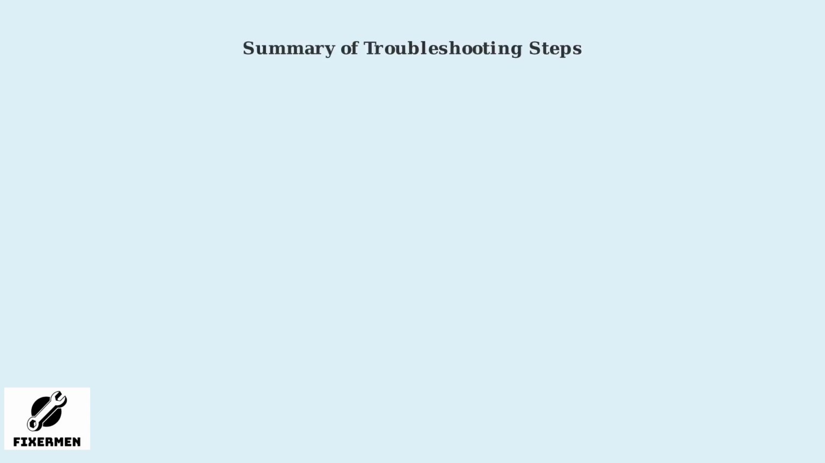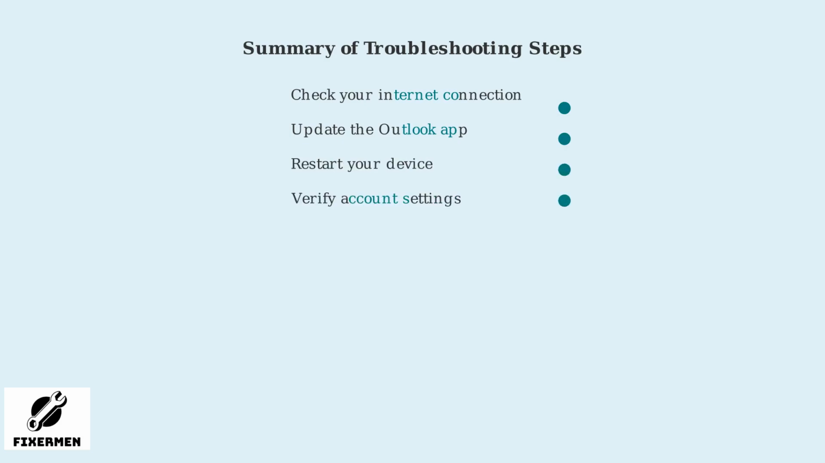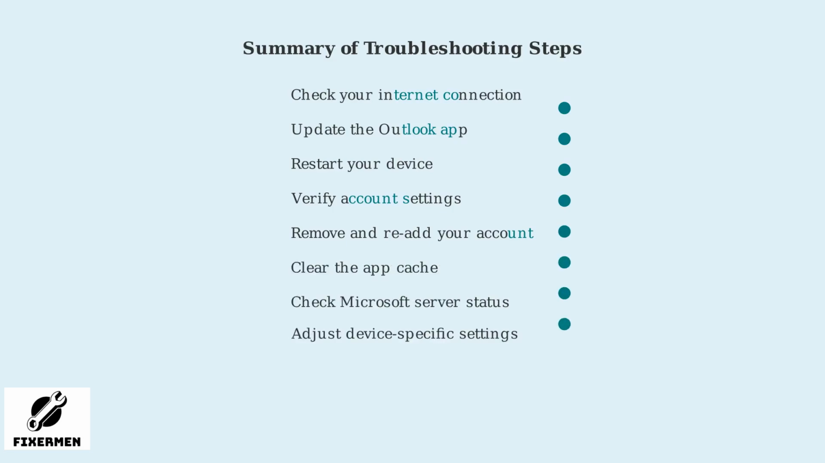To recap the troubleshooting steps for Outlook sync errors, we've covered checking your internet connection, updating the Outlook app, restarting your device, verifying account settings, removing and re-adding your account, clearing the app cache, checking Microsoft server status, adjusting device-specific settings like battery optimization and background refresh, addressing authentication issues, and considering VPN interference. By following these steps in order, you should be able to resolve most sync errors on your iPhone or Android device.